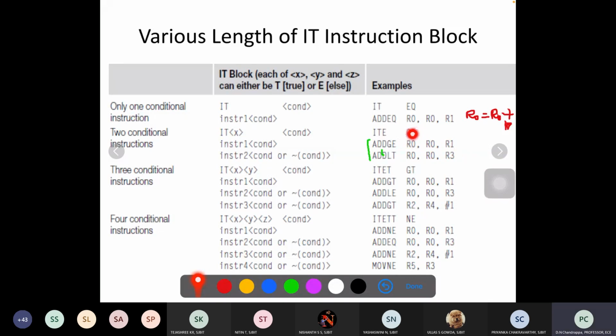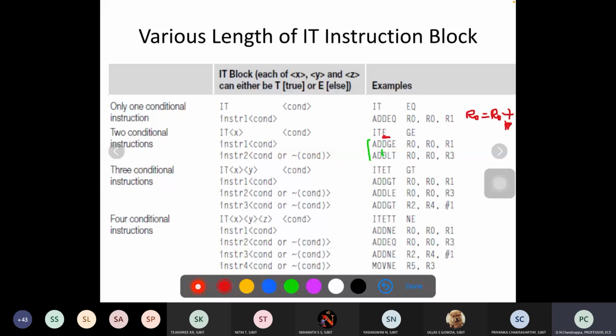If the condition is satisfied, it goes to this one. Else, if the condition is not satisfied, go to ADDLT, less than. ADDLT R0 equals R0 plus R3. If this condition is not satisfied, R0 equals R0 plus R1. Because I'm using E, all of you look into this else statement also.